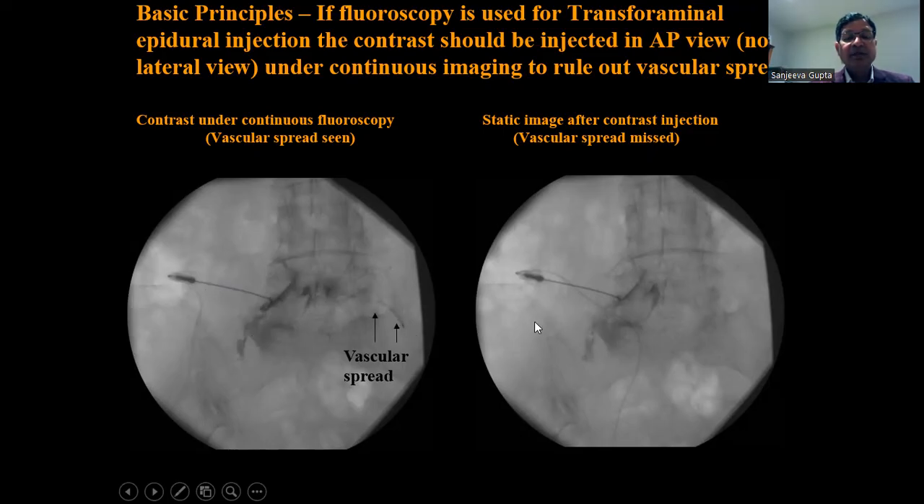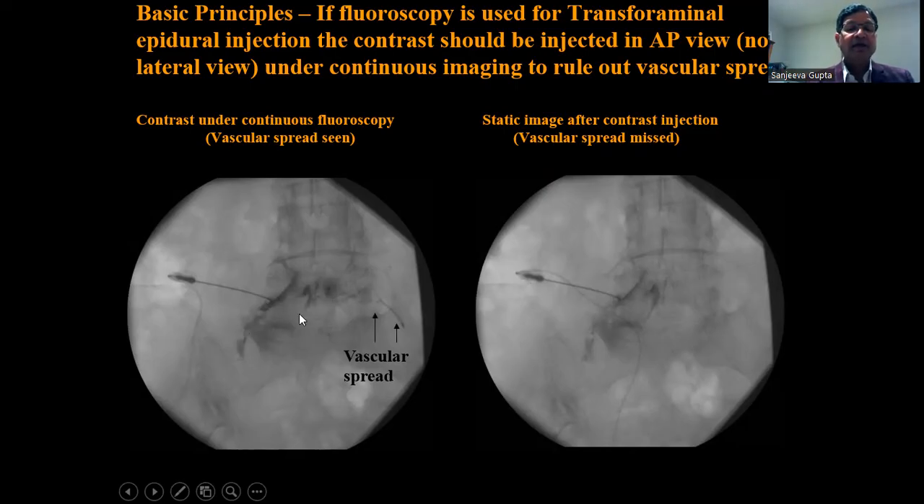But on the other hand, if it's a static image, if I inject and then take an image, that's how it appears, and the vascular spread will be completely lost. So what do you do? How do you manage a patient if you get a vascular spread? So in this case, I withdrew the spinal needle, and I did targeted interlaminar epidural at L5S1 level, directing to the left because the patient's pain was mainly in the L5 distribution, and I was successful.